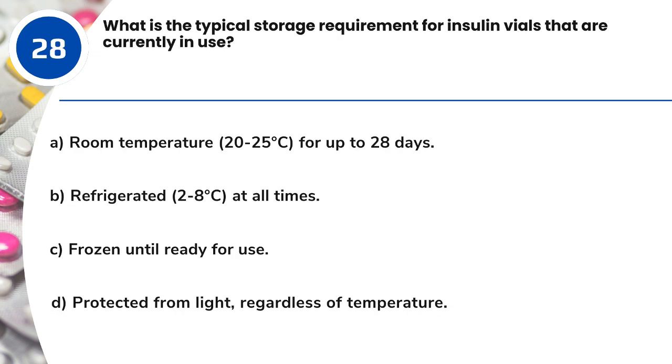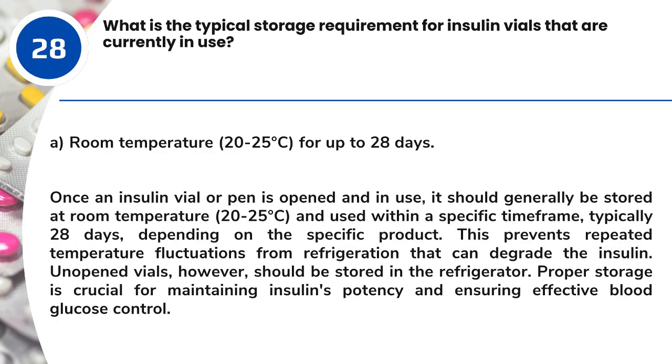Question 28. What is the typical storage requirement for insulin vials that are currently in use? A. Room temperature, 20-25 degrees C, for up to 28 days. B. Refrigerated, 2-8 degrees C at all times. C. Frozen until ready for use. D. Protected from light, regardless of temperature. Answer A. Room temperature, 20-25 degrees C, for up to 28 days.